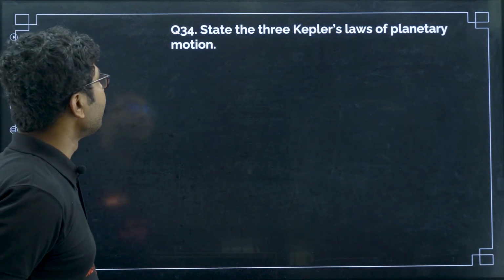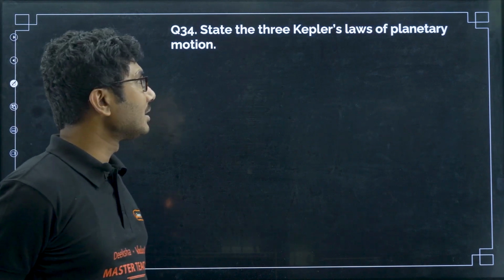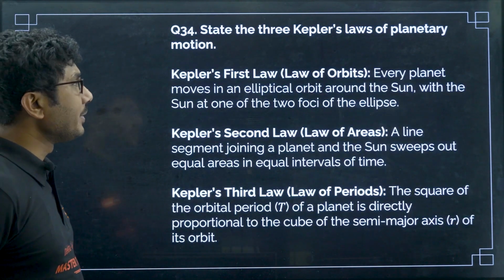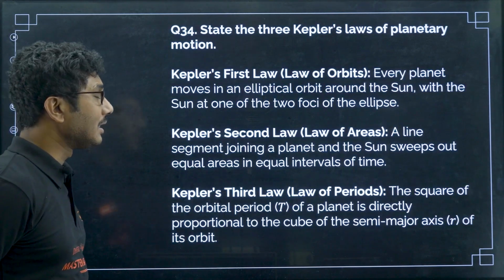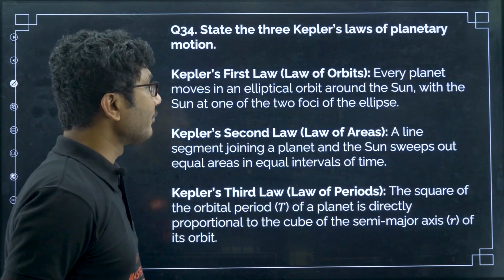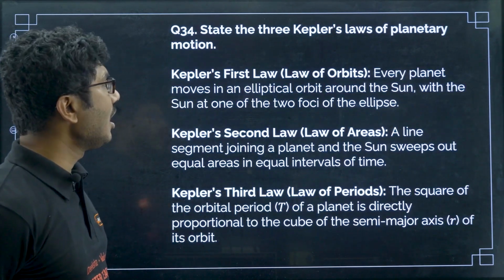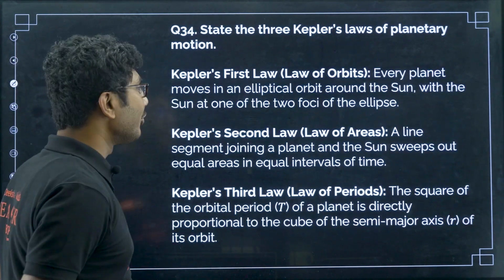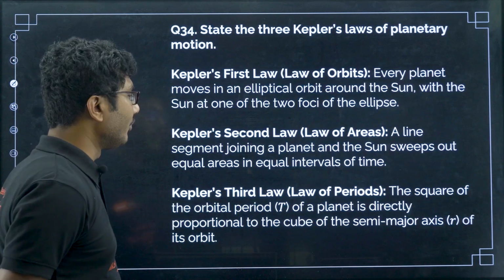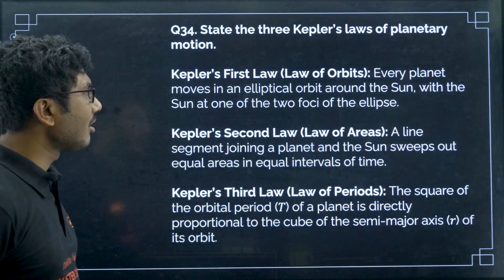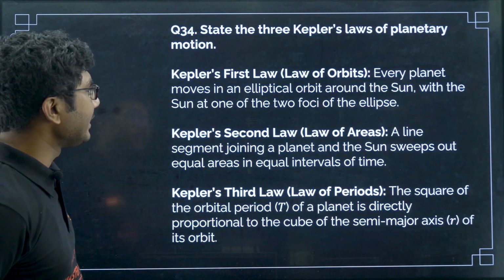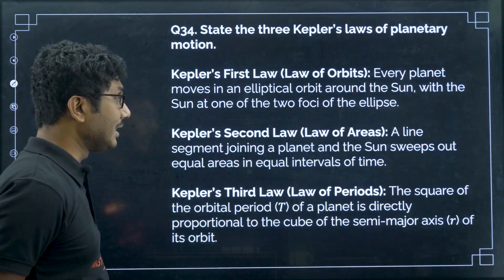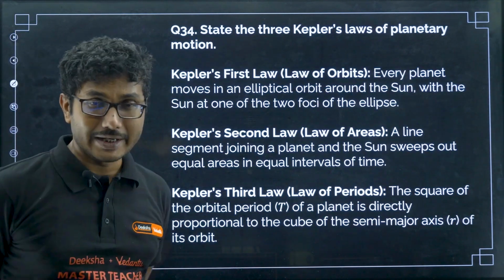Now, question number 34: state the 3 Kepler's laws of planetary motion. Let us see Kepler's first law, the law of orbits. Every planet moves in an elliptical orbit around the sun, with the sun at one of the foci of the ellipse. We know this, I am not going to explain it, these are very well known statements. Kepler's second law: a line segment joining a planet and the sun sweeps out equal areas in equal intervals of time. This is called the law of areas.